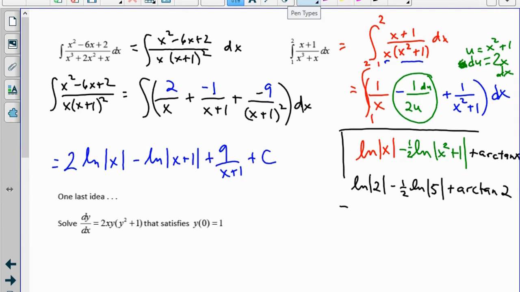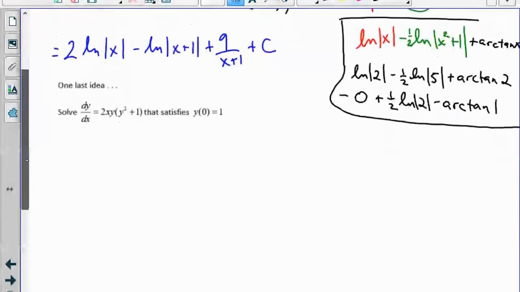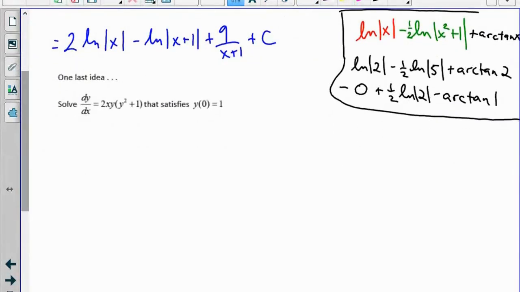minus, when I sub in 1, I get the natural log of 1, which is 0, plus 1/2 natural log of 2, and then minus arctangent of 1. And so I can simplify that more, but in the interest of time, I'm not going to do that. It's like 3/2 natural log of 2 minus 1/2 natural log of 5 plus arctangent of 2, and then arctangent of 1 we can simplify to be pi over 4 or whatever it is.